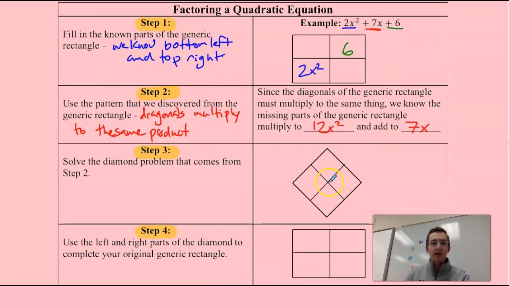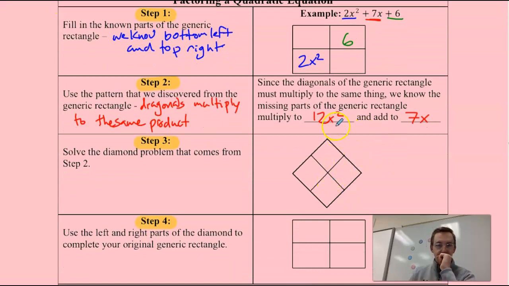So now we got to solve our diamond problem. And again, how we do that is we put what the two things multiply to on the top, which in this case is 12x squared. 7x is what they add to. That goes on the bottom. And these two remaining boxes here represent the two missing boxes in our generic rectangle.